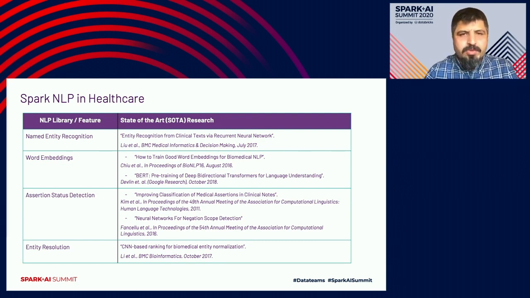We have assertion status, which I just showed, to find the negation scope of a given entity, to find out if it's present or absent, or related to some family member maybe. And the last one is entity resolution. Entity resolution is normalizing your data to assign synonyms in UMLS, in SNOMED, or in RxNorm code or ICD-10 code so that you can standardize or normalize your clinical text or treatment procedures for reporting purposes like insurance or some other purposes.